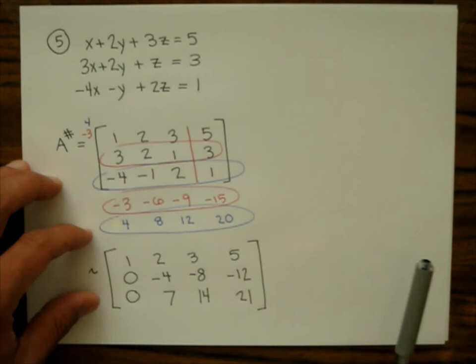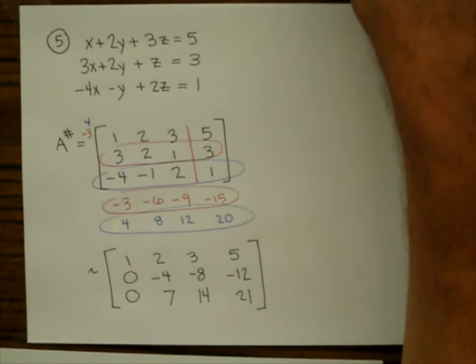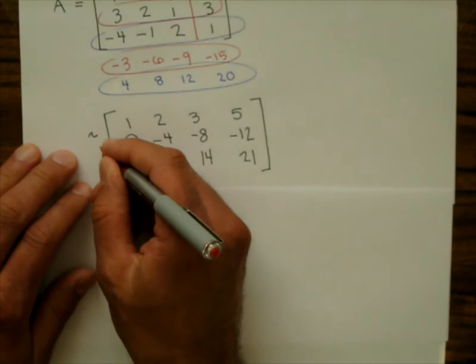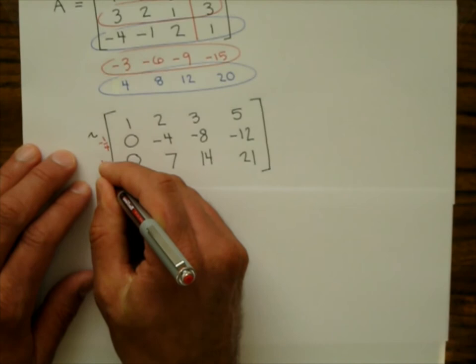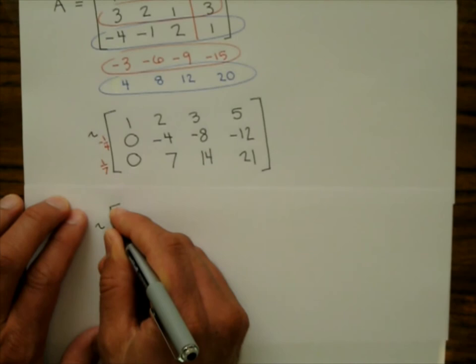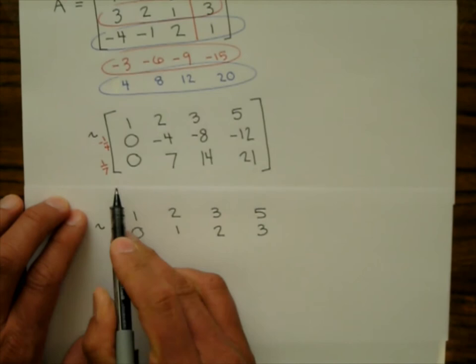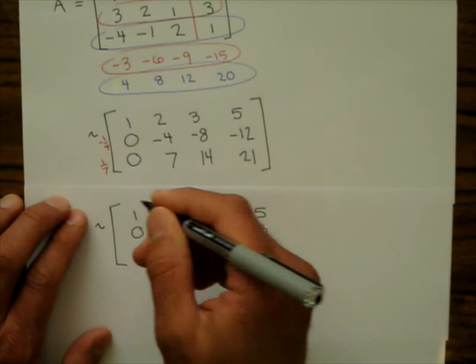Okay, I need another piece of paper here. And I'm going to scale down rows 2 and 3. So how do I scale them down? I'm going to multiply row 2 by negative 1/4 and multiply row 3 by 1/7. I'm not going to get any fractions when that happens, so that's a good thing. So first row is 1, 2, 3, 5. Then I have 0, 1, 2, 3, and then on this one I have 0, 1, 14 divided by 7 is 2, 21 divided by 7 is 3.